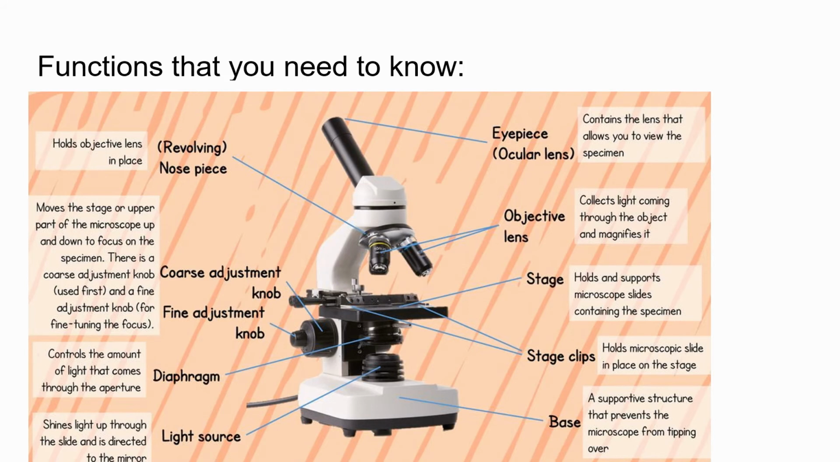So some are basically straightforward, such as the diaphragm and the base. So it's the basic structure of the microscope. But the coarse and fine adjustment knobs are important because in order to see the cell or the specimen clearly, you'll need to zoom in and zoom out using these adjustment knobs.